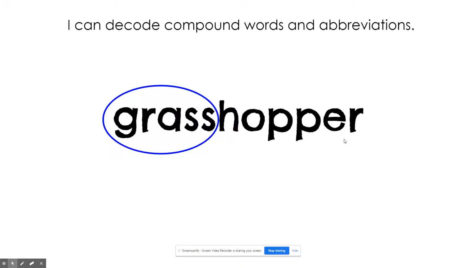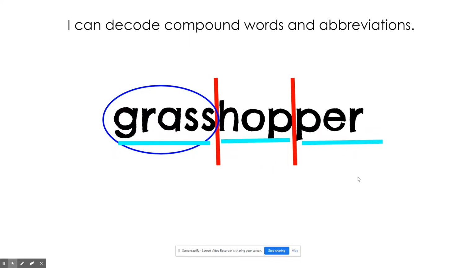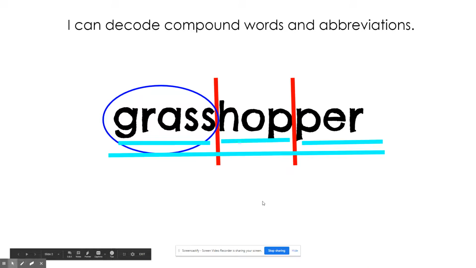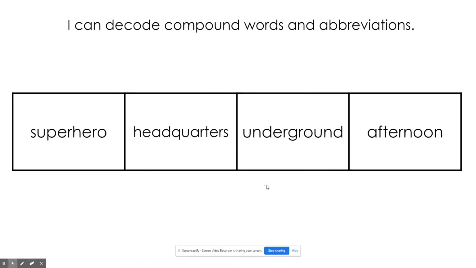And I remember from what I know about my syllables that a CVC word doubles the consonant at the end and has that short vowel in the middle. So I know that I can break that word apart right here between this double consonant. So now I have hop, per. So now when I go to sound that word out, when I go to chunk it out, I have grass, hop, per. And if I blend that all together, I get grasshopper. Let's try a few more.